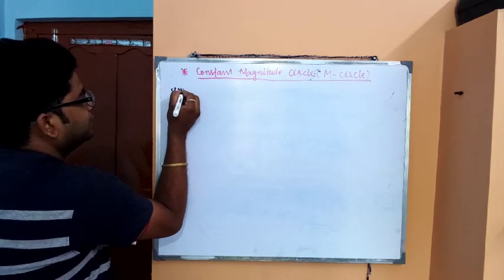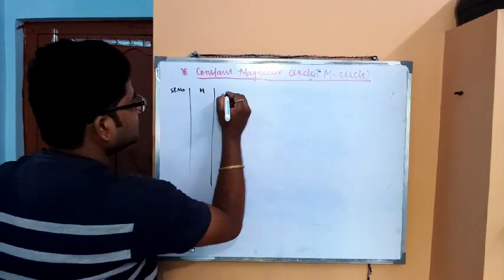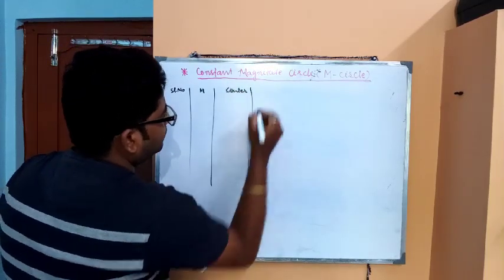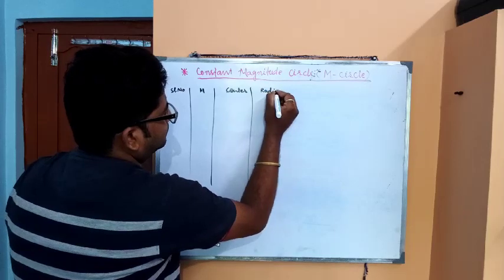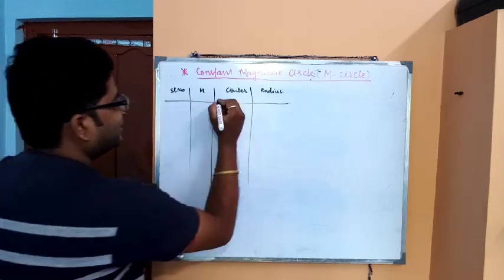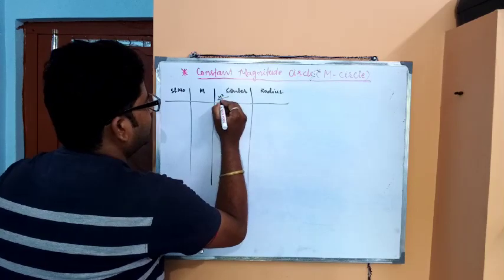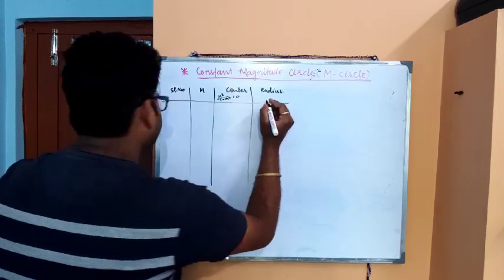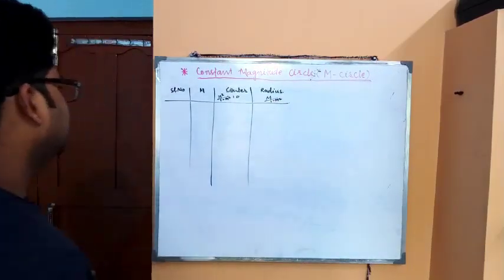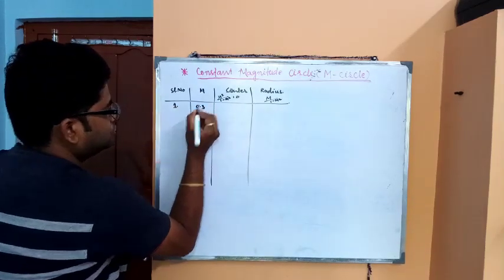So the table should look like this. We consider serial number, then value of m, then the center, then the radius. All the expressions we know. For center it is m square by 1 minus m square comma 0, and radius is equal to m upon 1 minus m square. Now we are considering the first value of m as 0.3.